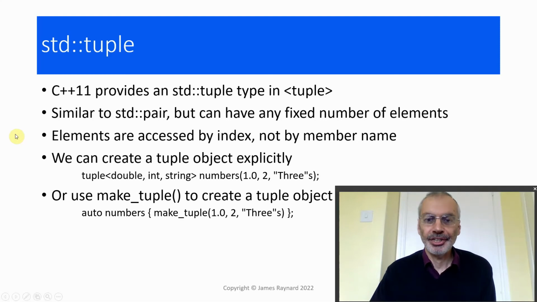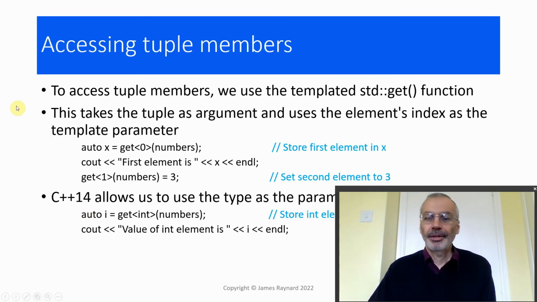Again, we can create a tuple object explicitly by giving the types of the members as template parameters, or we can use makeTuple and let the compiler deduce it for us. The way that we access tuple members is a bit peculiar. There's a non-member function called get.